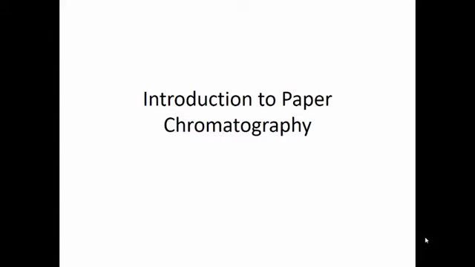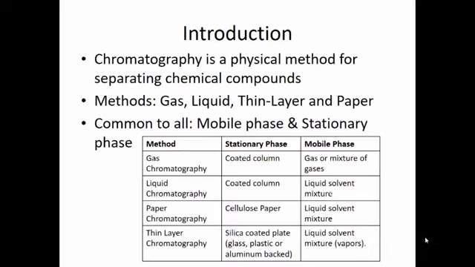So this video is going to replace the actual experiment for paper chromatography. So let's get right in and talk about what chromatography is. Chromatography is a way to separate chemical compounds, right? One way. There's several different methods. You can use gas chromatography, liquid chromatography, thin layer chromatography, or even what we are doing here, which is paper chromatography. And what's common to all chromatography processes is that you have a mobile phase and a stationary phase.